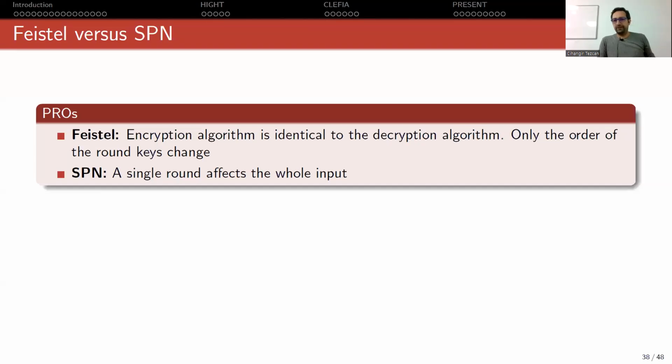All right, so we have seen some examples of block ciphers. Some of them were Feistel, like Hight and Camellia, and PRESENT was an SPN cipher. So what are the pros and cons?